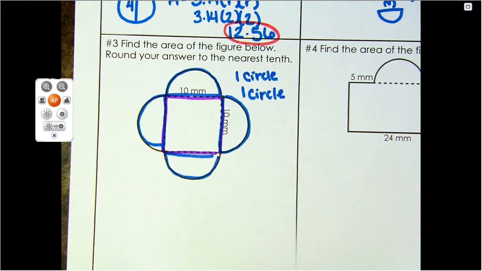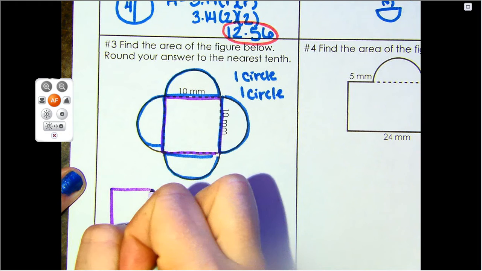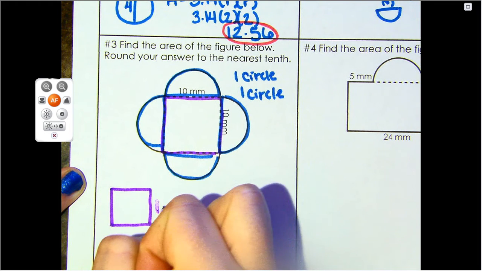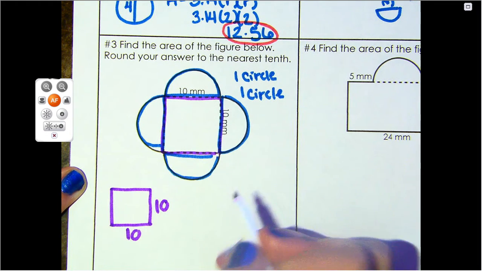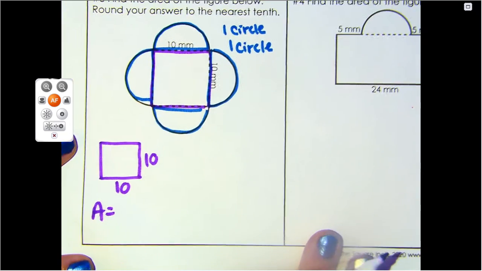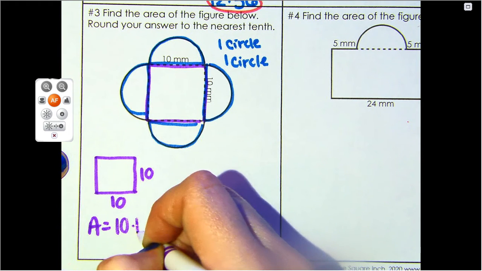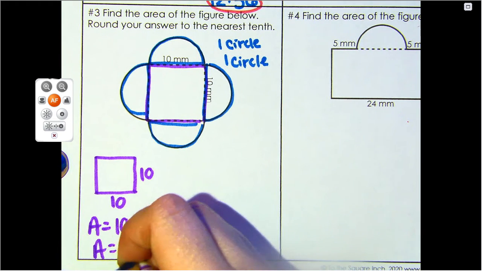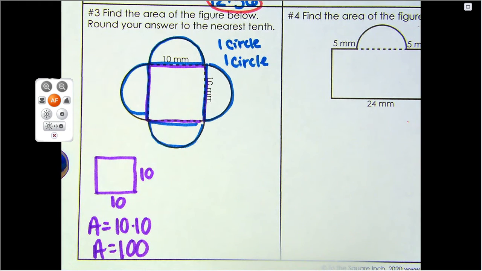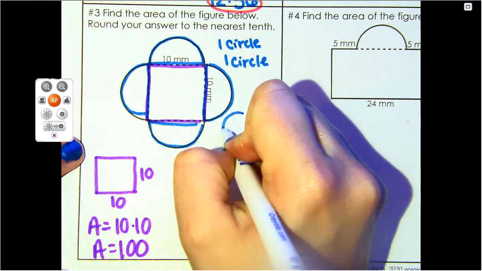Okay, so let's take care of that square first. So the square that I saw had a length and a width of 10. So that's going to be area equals, move it so y'all can see it, 10 times 10. So area equals 100.